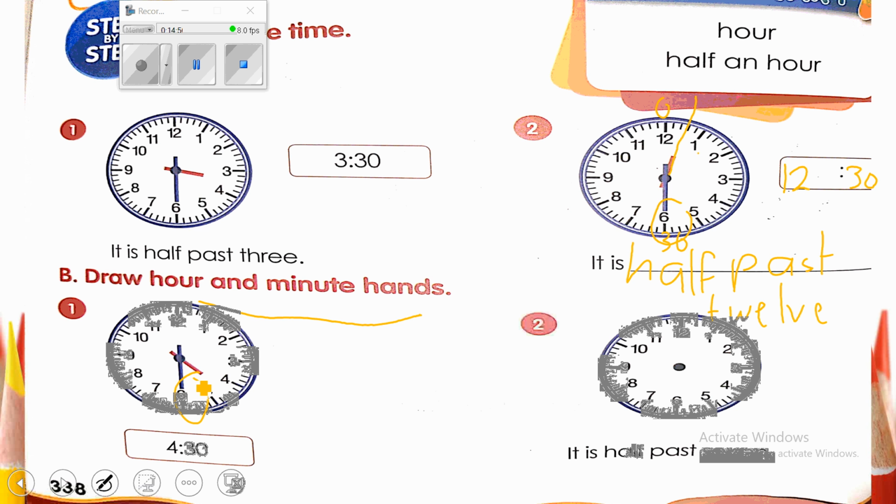Let's see here. It is 7:30. What the meaning of half past? Where is the minute hand? Perfect. It's on 6. 7. I write it here on 7 or between 7 and 8? No, between 7 and 8.